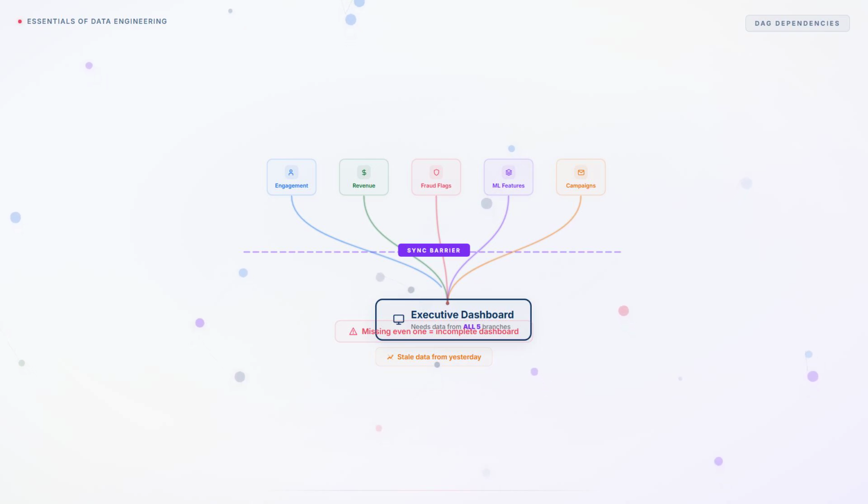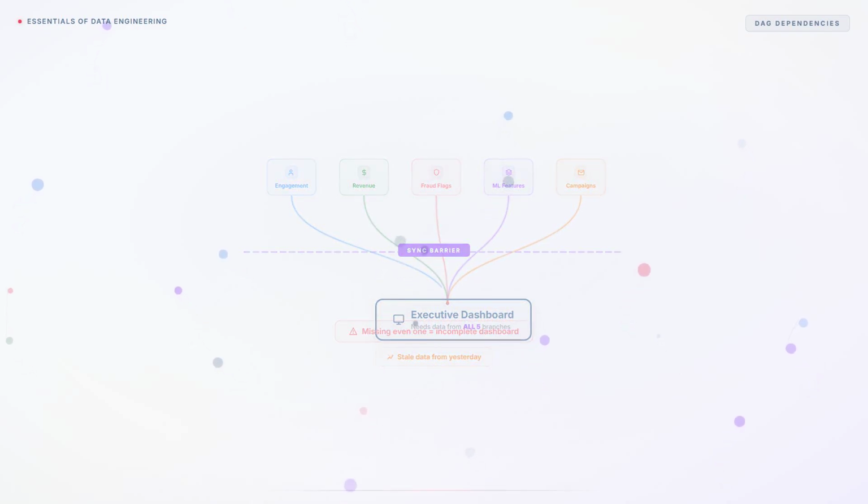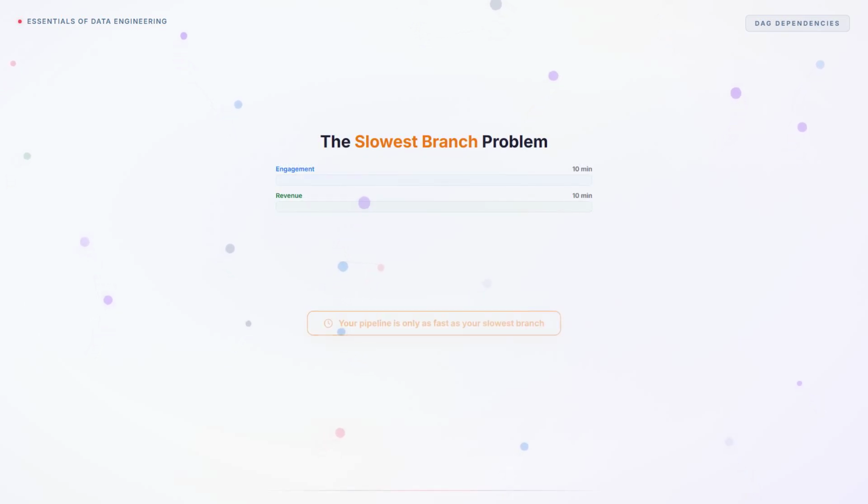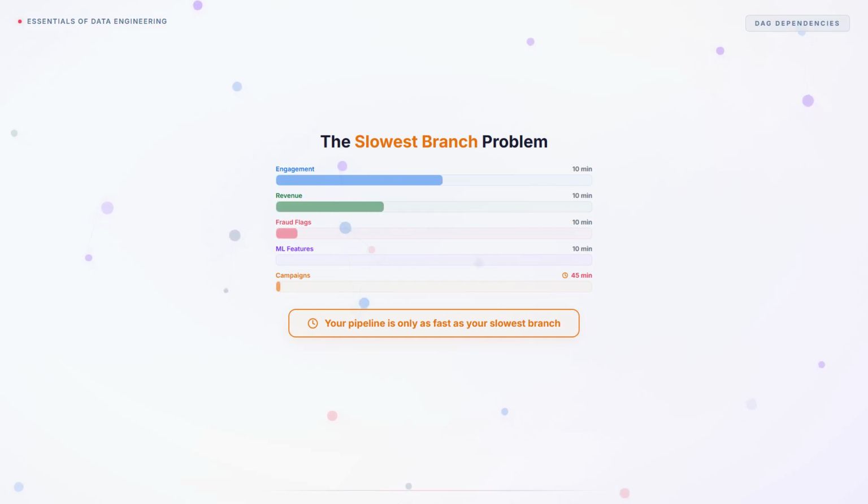So the dashboard task has a fan-in dependency on all 5 branches. It sits there and waits until branch 1 is done, and branch 2 is done, and branch 3, 4, and 5 are all done. Only then does it start. Now here's the gotcha that catches a lot of people. Your fan-in task is only as fast as your slowest upstream branch.